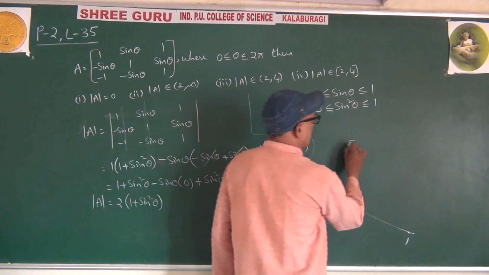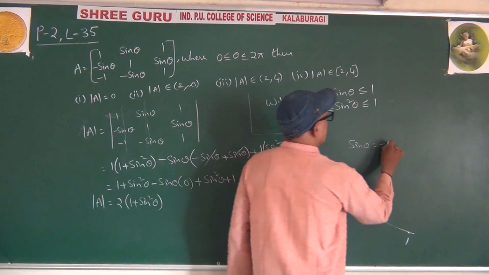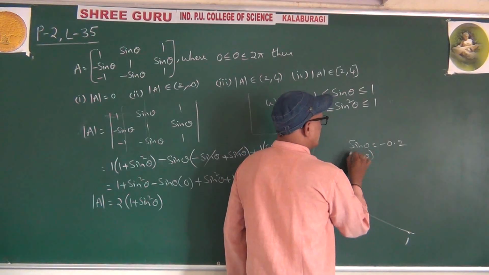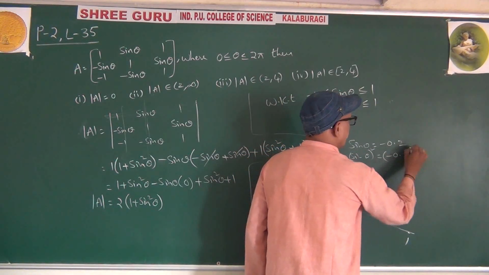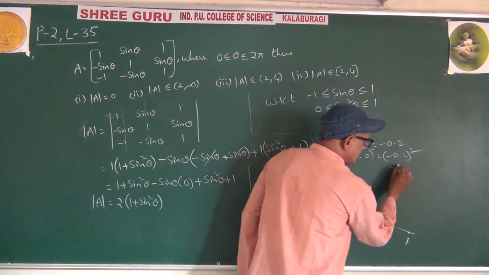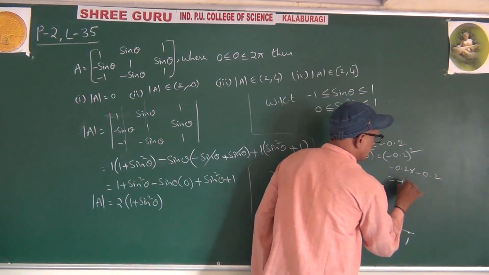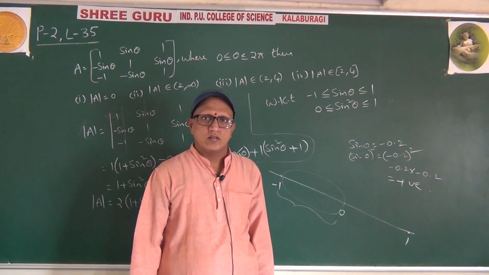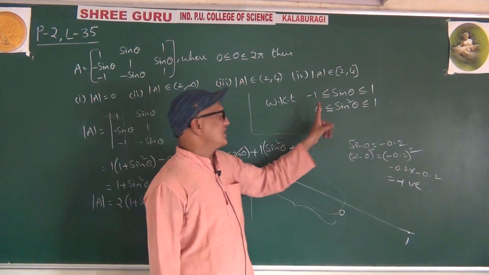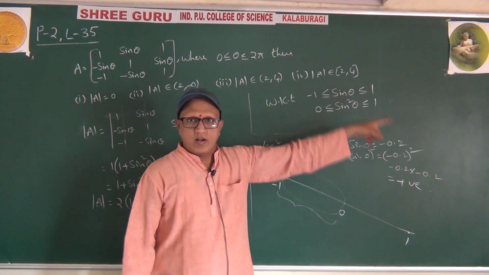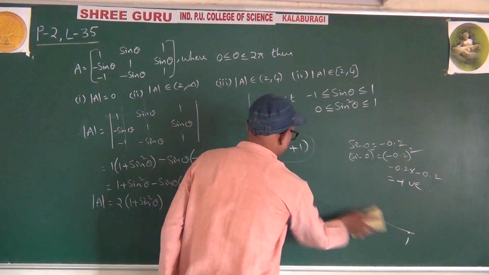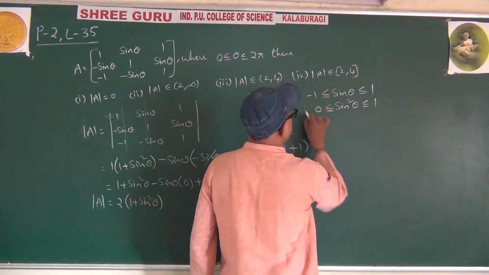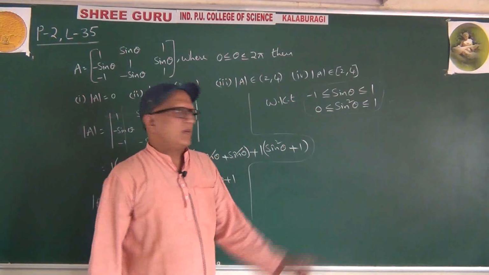For example, sin theta equals some value, minus 0.2. Sin square theta, what will happen? Squaring on both sides, minus 0.2 into minus 0.2, answer is positive. We don't get negative. That's why 0 to 1. In many questions, this is important. Many people get doubt here.